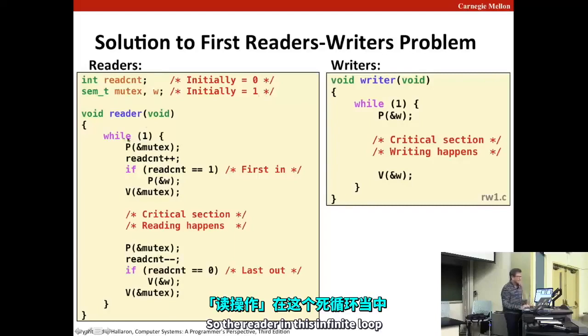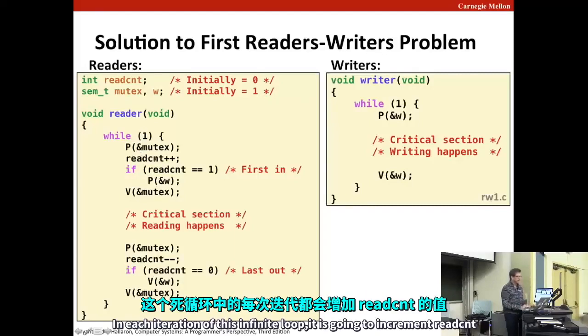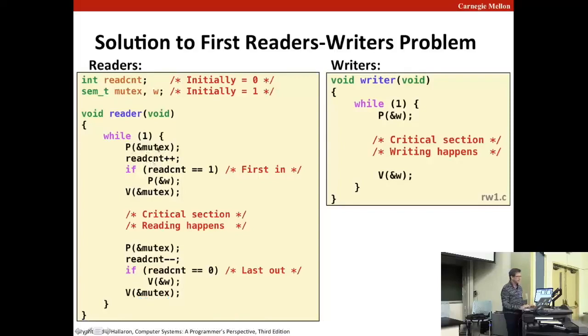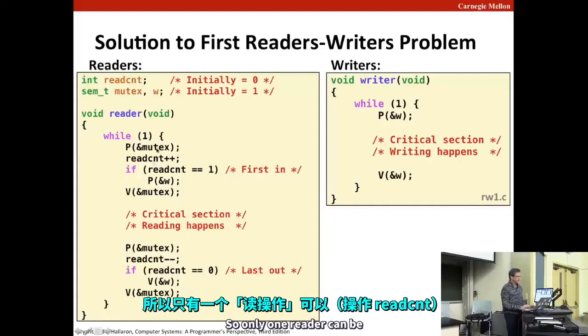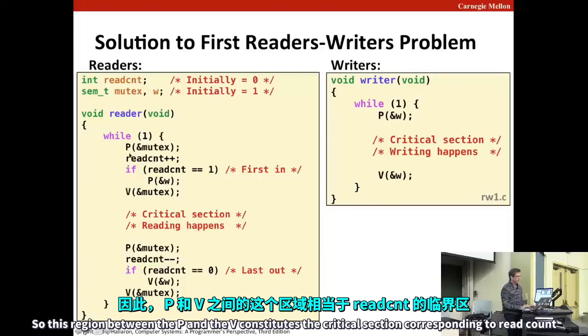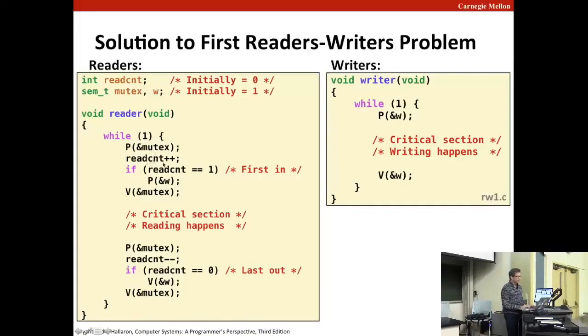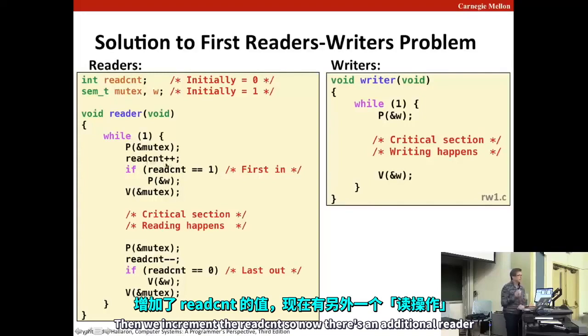So the reader, in each iteration of this infinite loop, is going to increment read count. It protects that access by doing a P on the mutex associated with read count. So only one reader can be in the region between the P and the V, which constitutes the critical section corresponding to read count. After the P completes, we increment the read count. So now there's an additional reader.